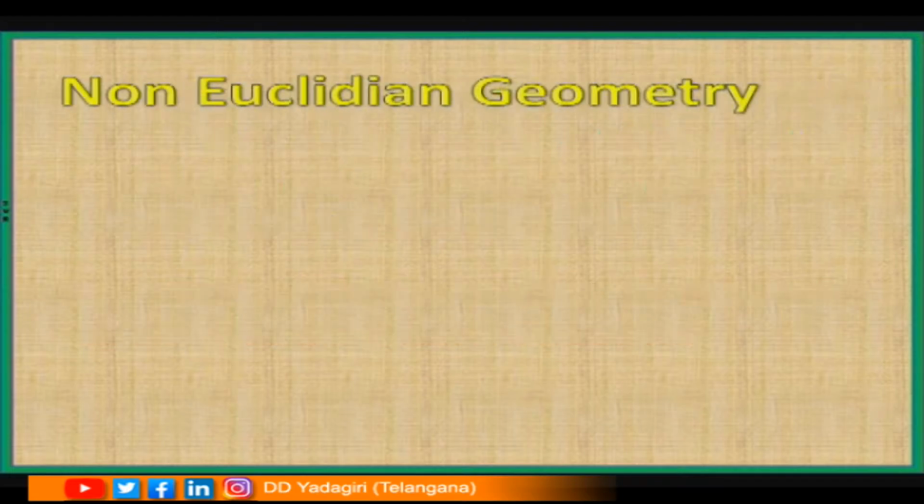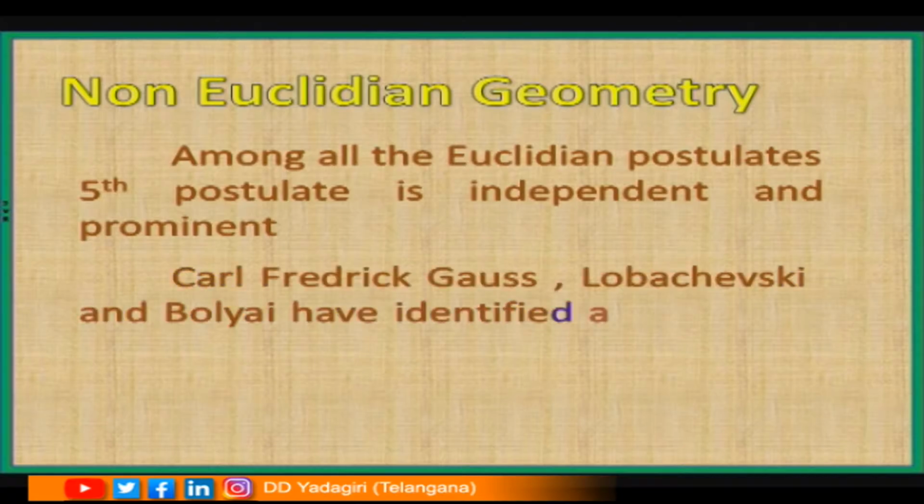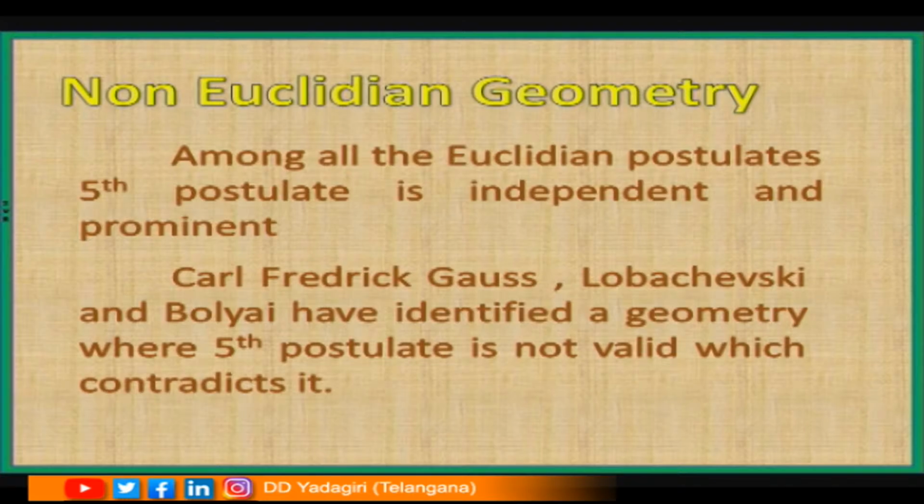We have discussed all this time the Euclidean concepts and Euclidean rules and properties for this geometry. Among all the Euclidean postulates, the fifth postulate is independent and prominent, and three mathematicians, Carl Friedrich Gauss, Lobachevsky and Bolyai, have identified a geometry where the fifth postulate is not valid, which contradicts it. As per the fifth postulate, if the sum of the angles is less than 180 degrees, the lines must intersect.